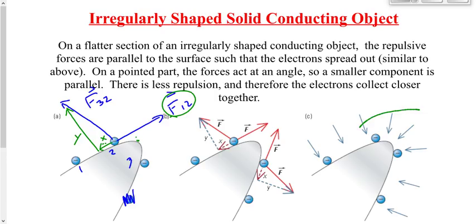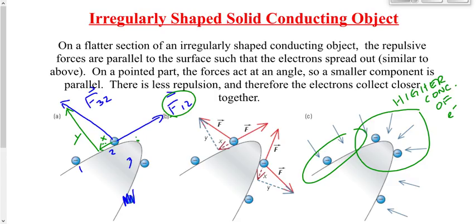You get a higher concentration where it's pointy at the outer tip, and a lower concentration back here. They're closer together at the tip. They're further apart where it's more uniform surface.